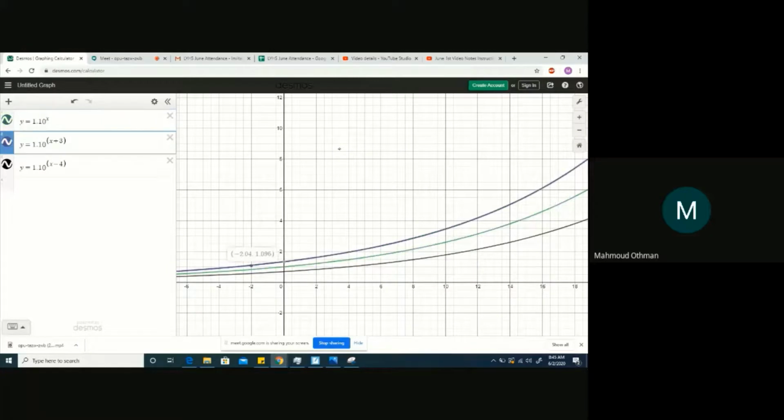That one looks like it's going to be shifted 3 to the left because negative 3 plus 3 makes 0. 1.1 to the 0 will make 1. And that's correct. So this one's shifted 3 to the left. Let's check out this guy, the x minus 4. He is shifted 4 to the right because 4 minus 4 makes 0. Anything raised to the 0 power is 1. And there you go.